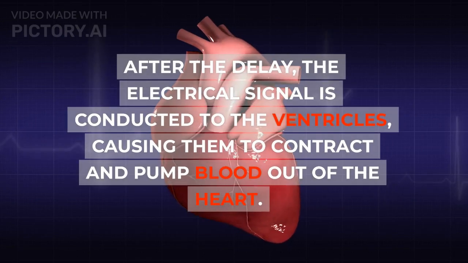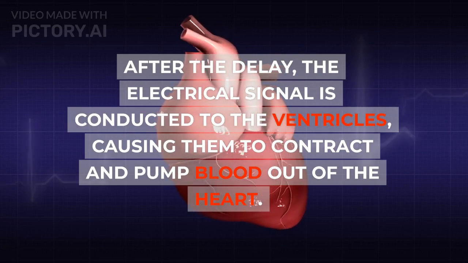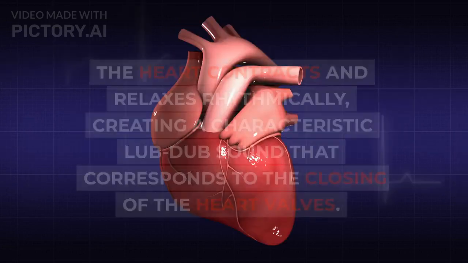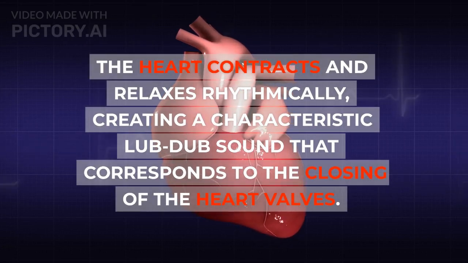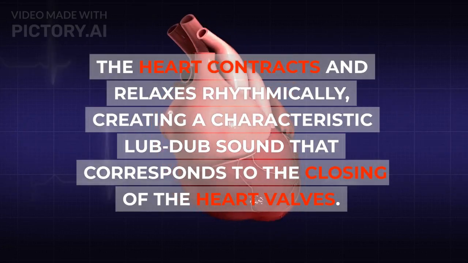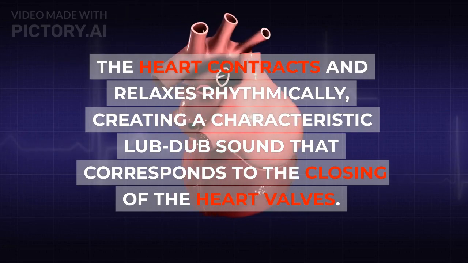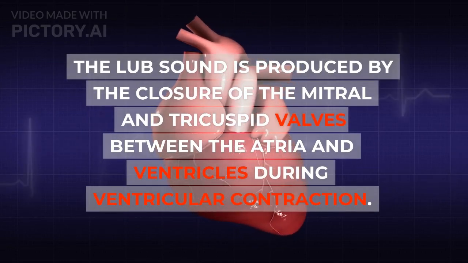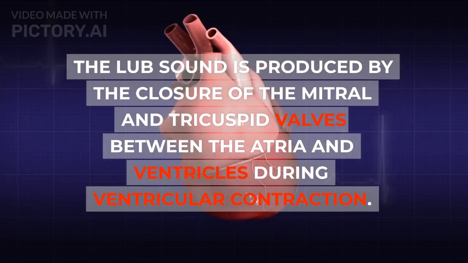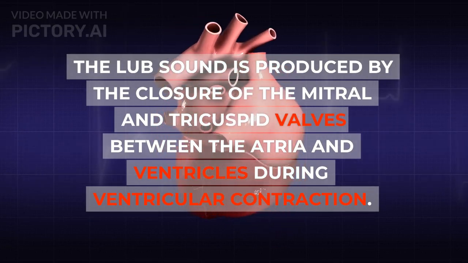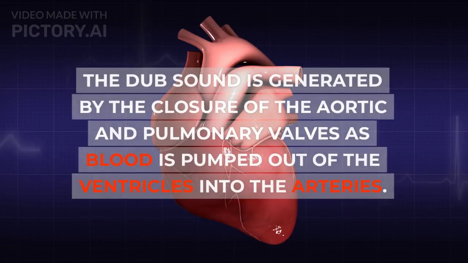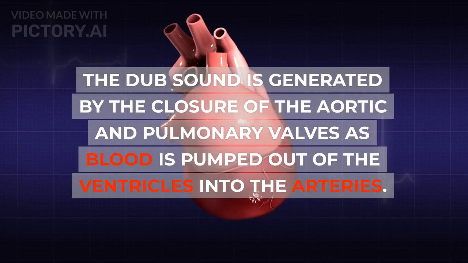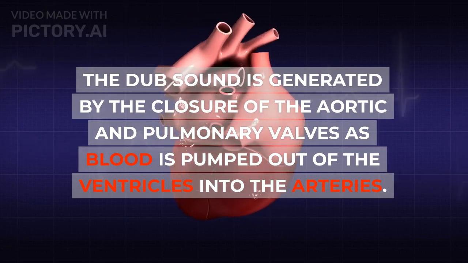After the delay, the electrical signal is conducted to the ventricles, causing them to contract and pump blood out of the heart. The heart contracts and relaxes rhythmically, creating a characteristic lub-dub sound that corresponds to the closing of the heart valves. The lub sound is produced by the closure of the mitral and tricuspid valves between the atria and ventricles during ventricular contraction. The dub sound is generated by the closure of the aortic and pulmonary valves as blood is pumped out of the ventricles into the arteries.